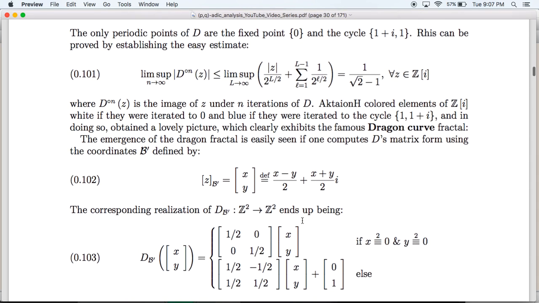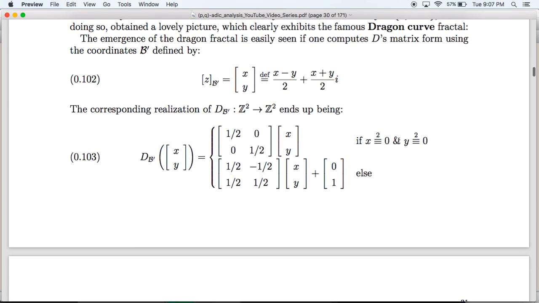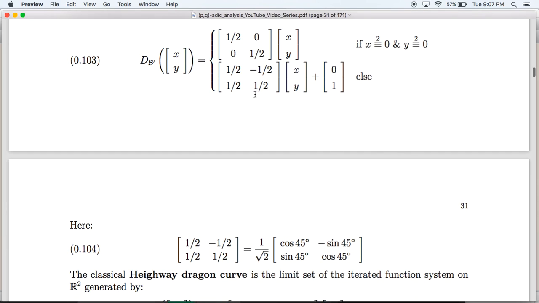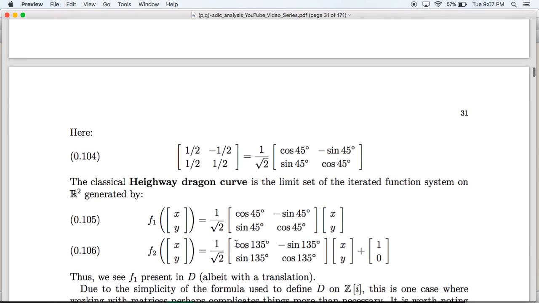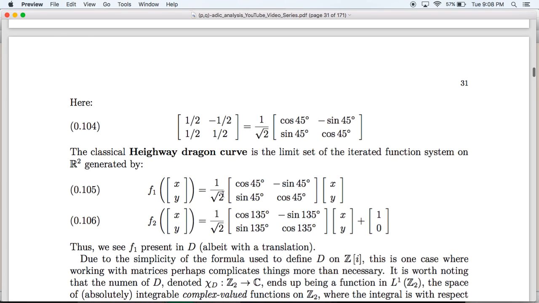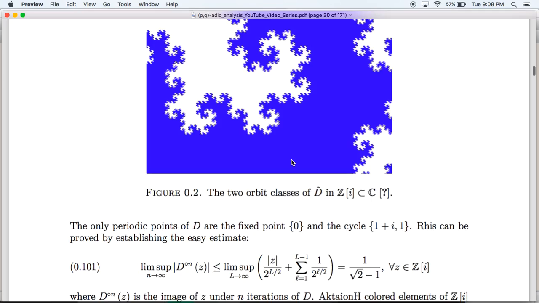The corresponding realization, D_B, ends up being the following. And here again, this time we're indexed by the values of x and y. And note that this matrix here is 1 over root 2 times a counterclockwise rotation by 45 degrees around the origin. The classical Heighway dragon curve is the limit set, that is the de Rham curve, generated by arbitrary compositions of these 2 maps here. So we see that F1 is present in D, albeit with a translation, and that's why we get the dragon curve. Very pretty.